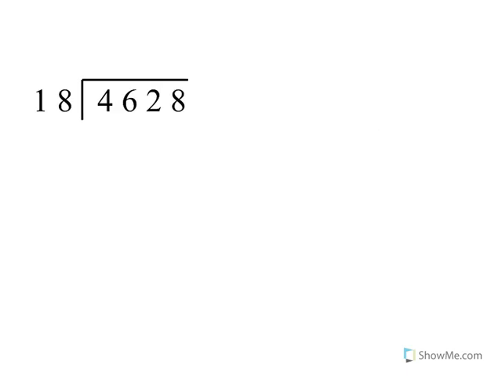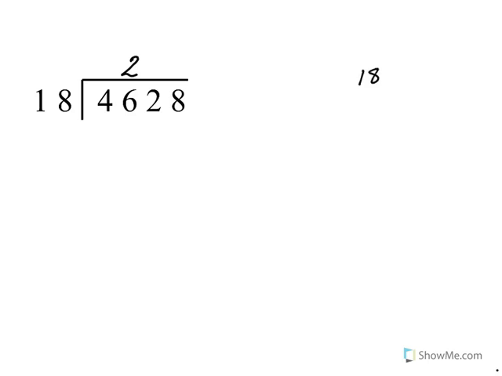Here's another problem with a 2-digit divisor. Here I have 4,628 divided by 18. Well, I'm going to kind of do what I did before, thinking 18 is pretty close to 20. And when I think about how many groups of 20 I can get out of 46, that would be 2. So I'm going to try out 2 here, thinking I can get 2 groups of 18 out of 46.